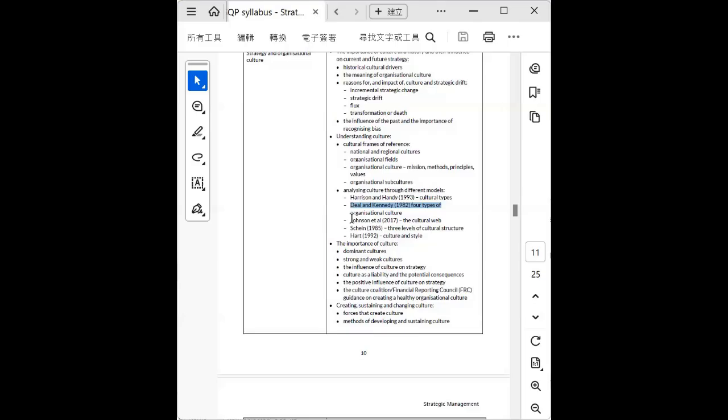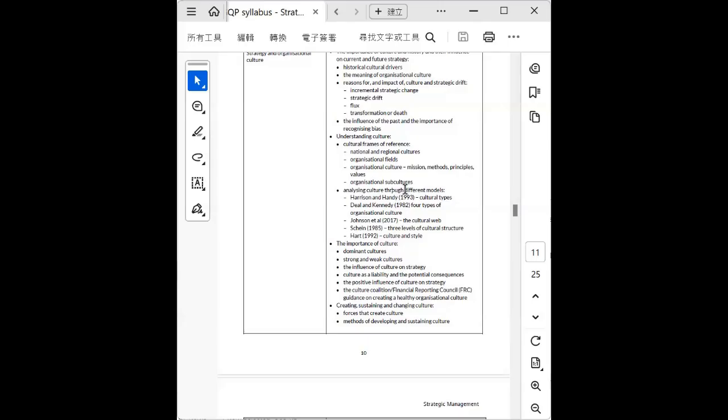Now, Johnson's cultural web is again very often asked. All these different models are very important, and they're very often asked. And you can use any one of them. You don't need to apply all of them in your answer. But sometimes they will ask you to apply one or two of them. So Johnson is another popular one. As you can see in the marking scheme, they often mention Johnson.